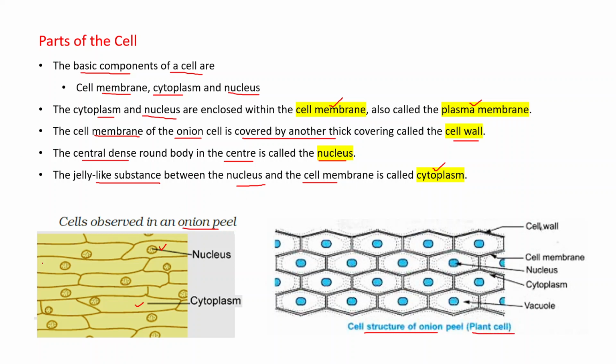In this diagram, you can see this is the nucleus, and this is the cytoplasm, and this empty space is called the vacuole. In this case there are two layers: the inner layer is called the cell membrane, and this outer thick layer is called the cell wall.